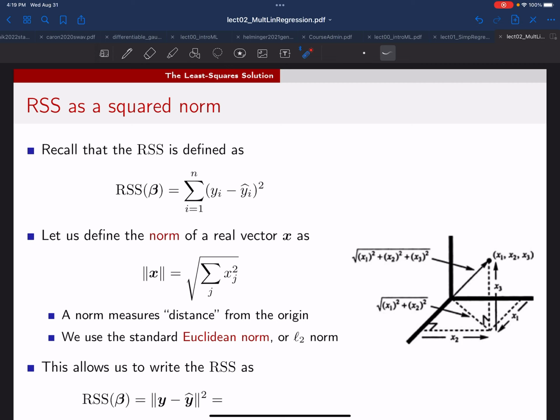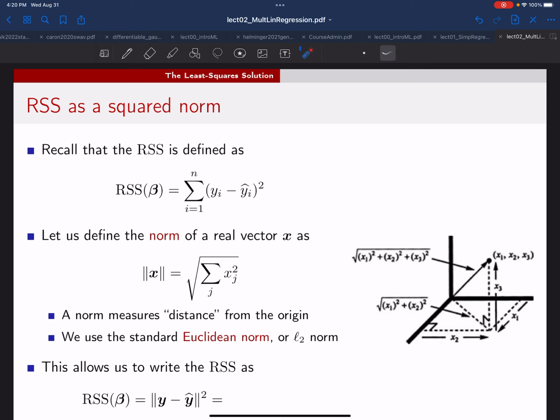That's what I'm showing here. But if I'm a taxi cab driver in Manhattan and I can't go as the crow flies, I have to go down one street and down another street, I would measure distance a little differently. Turns out that there's another norm you can use for that, the L1 norm. We'll talk about that more in Unit 4. But I just want to point out there's different definitions of the norm. We're going to be working with the standard norm or the Euclidean norm for now.